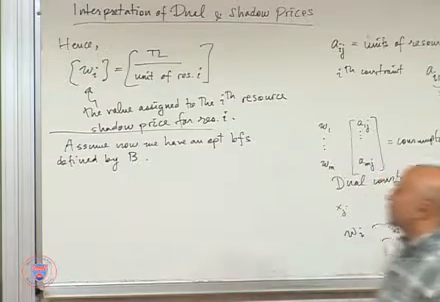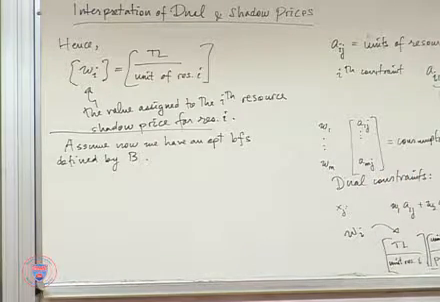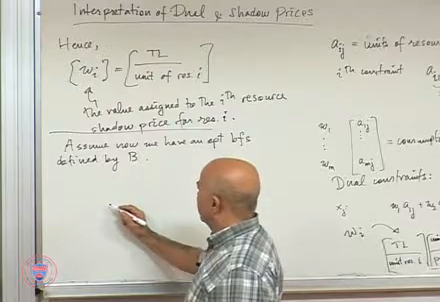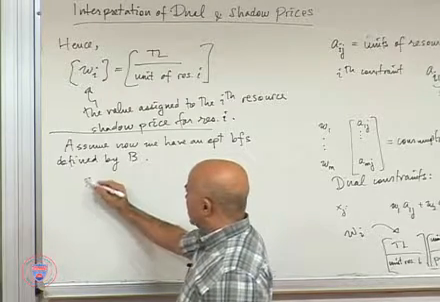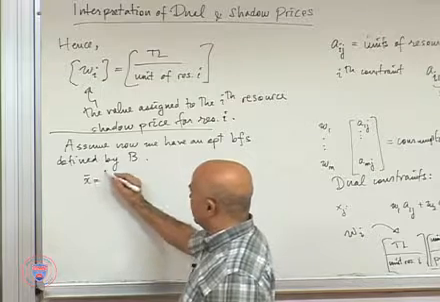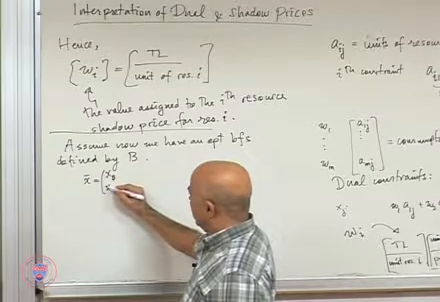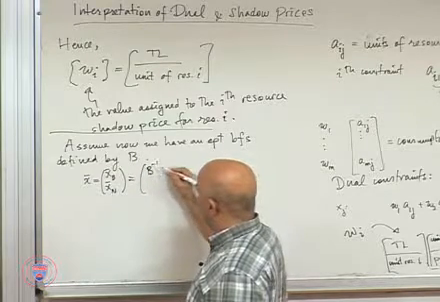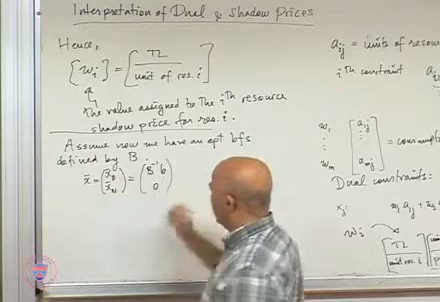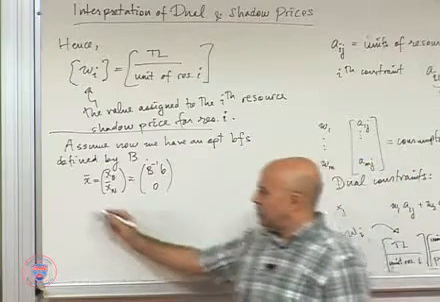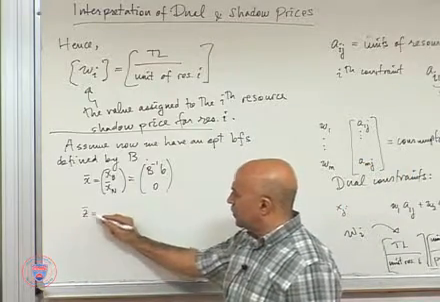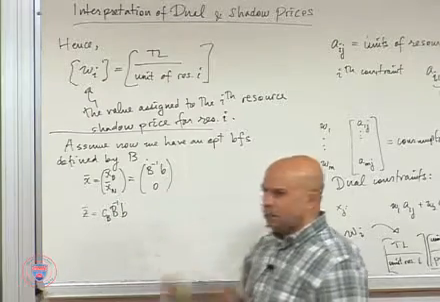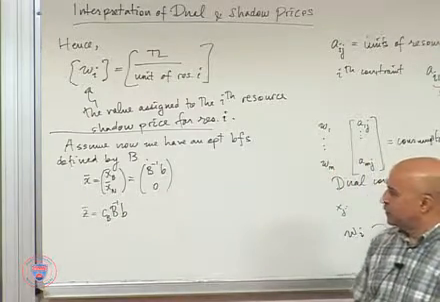So let's assume now that we have an optimal basic feasible solution defined by a basis B. In this case, of course, X optimal is defined by B inverse b and 0, like that. The optimal objective value Z bar is going to be CB B inverse b. That's how much you have.